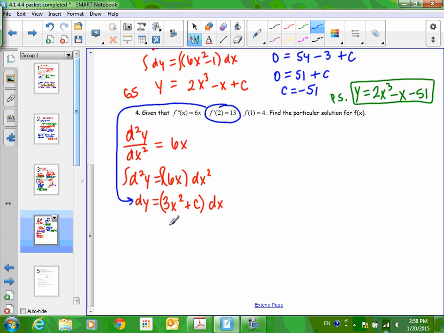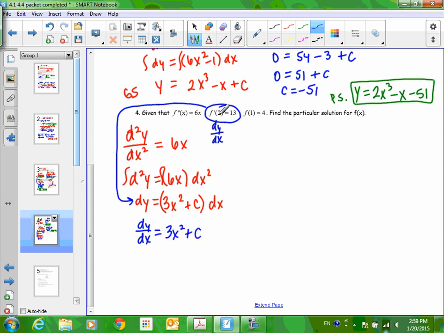So before I do that, I got to think, okay, well, what's f prime? F prime is dy over dx. So I kind of have to take a step back here. And I'm going to divide over that dx to make it look like what I'm used to seeing, okay?